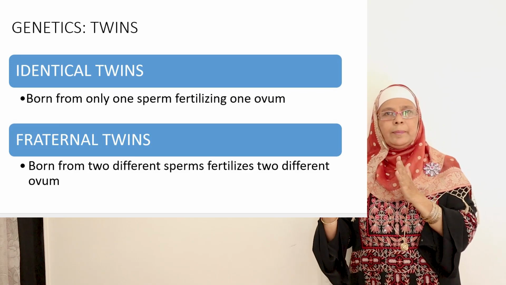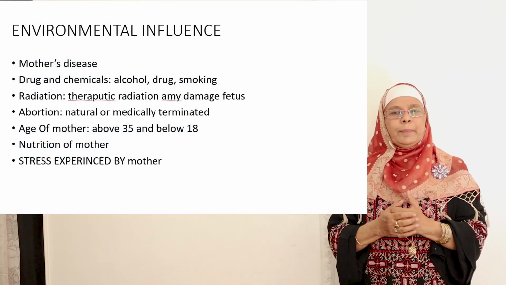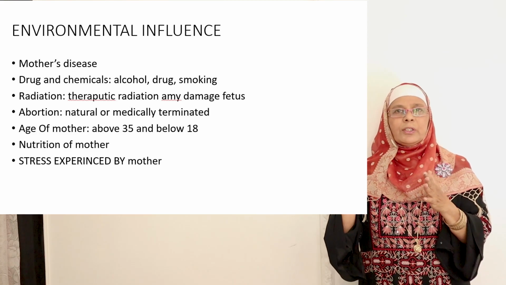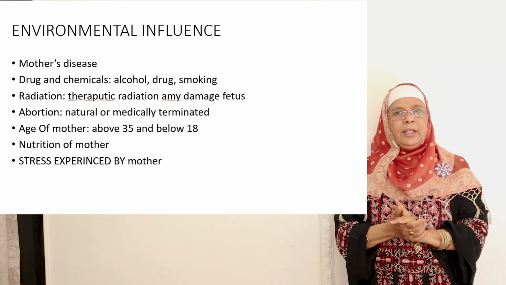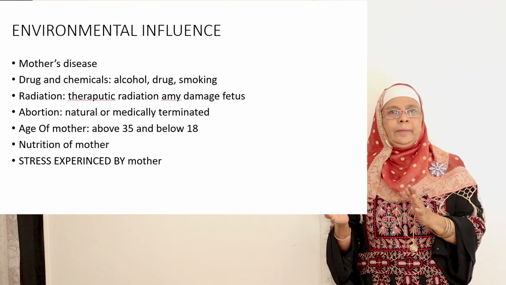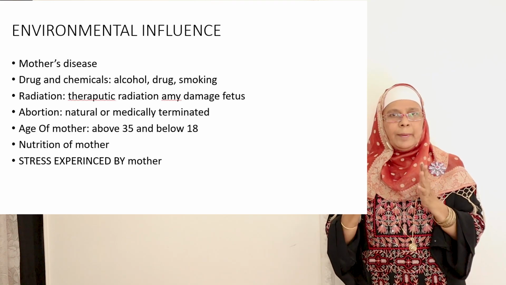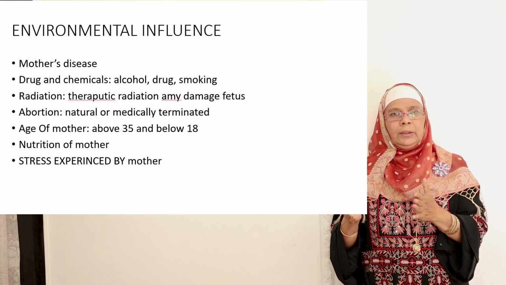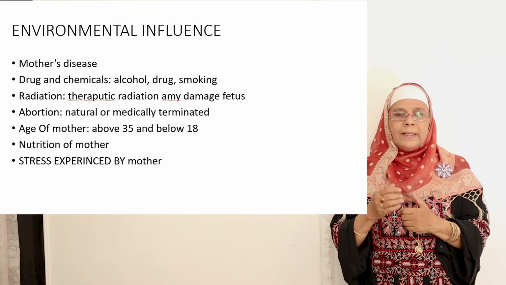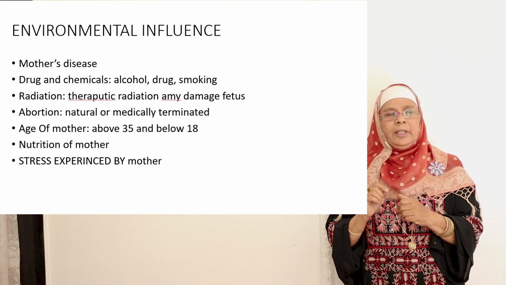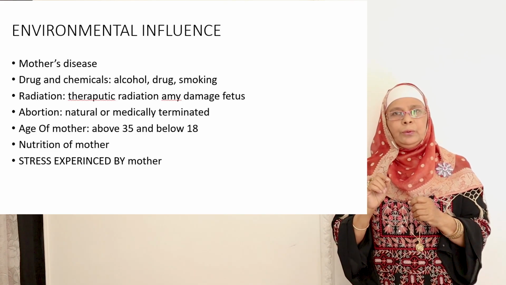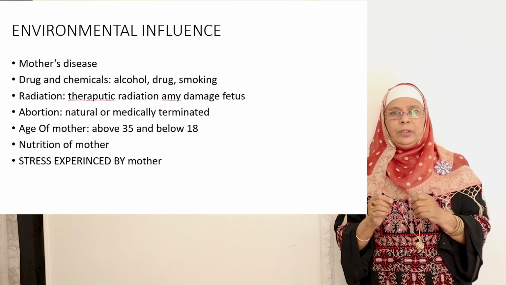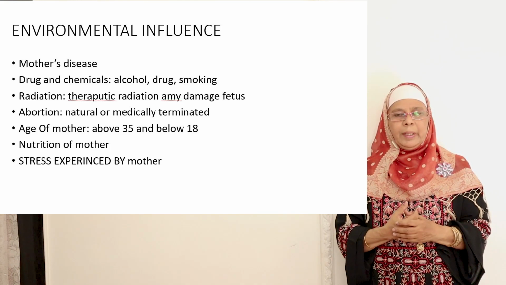Let us come to the second aspect, that is environmental influence in prenatal development. What are those factors that affect the child when the baby is born? Mother's diseases: if she is suffering from any severe disease like diabetes, typhoid, or jaundice, this may affect the baby. Secondly, drugs and chemicals. If the mother is habituated to drinking alcohol, or to drug addiction, then that may have an effect on the baby.